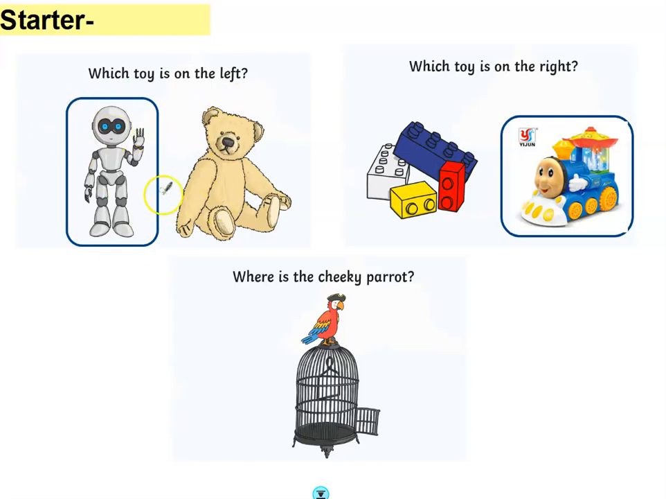Now looking at this picture, tell me which toy is on the left. Good job, it's a robot. Now look at this picture, which toy is on the right? Good job, it's a toy train. Where is the cheeky parrot? Look at the picture and tell me, where is the cheeky parrot? It's on the top. Excellent.